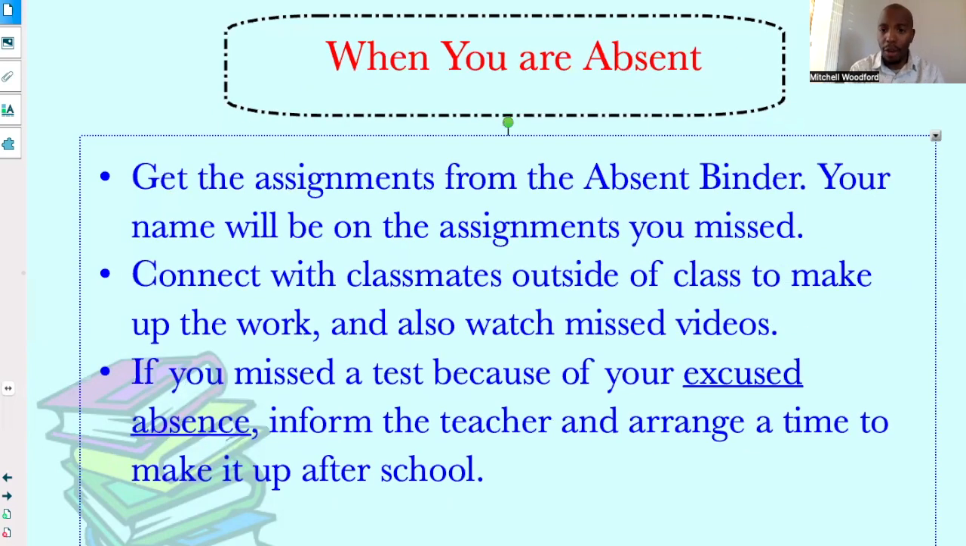Now, if you're absent, there is an absent binder in our class. Your name will be on the assignment. Just open the absent binder, take the assignment out so you can get ready to work. So in most cases, this is going to happen if I happen to pass out a brand new packet and you were absent. Know that your name is on that new packet inside the absent folder.